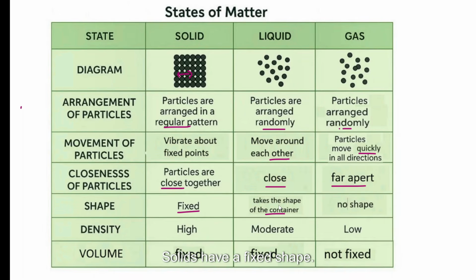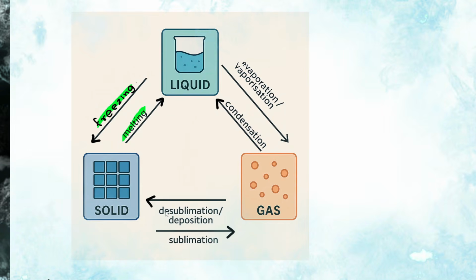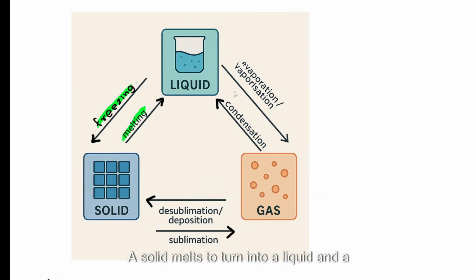Solids have a fixed shape. Liquids take the shape of the container. Gases have no surfaces, so there is no shape. Density of solids is high. In liquids, it's moderate and low in gases. Volume of a solid is fixed. Volume of a liquid is also fixed. In a gas, there are a lot of spaces in the middle, so it can be compressed, so it is not fixed. A solid melts to turn into a liquid, and a liquid freezes to turn into a solid.